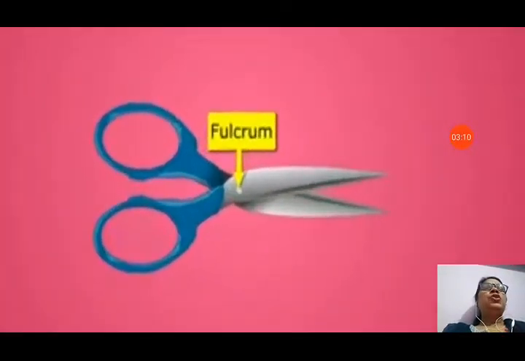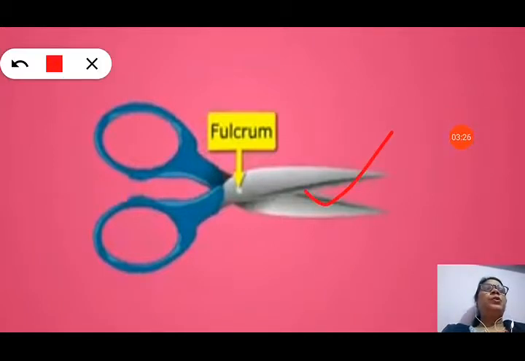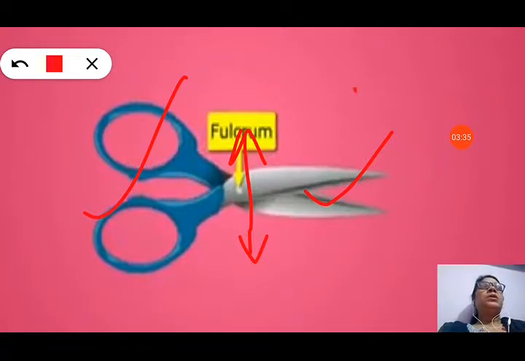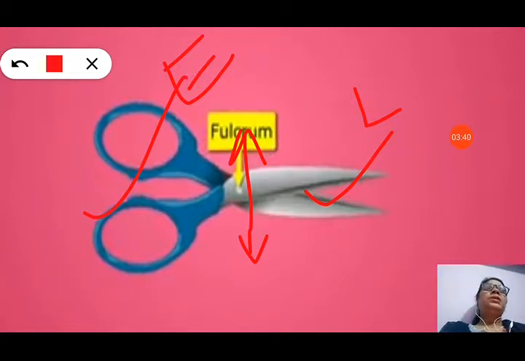Scissors. In scissors also you can see, from one side we are cutting the paper or any object, and from one side we are holding, that is effort. The cutting of the paper or the things we are keeping here, this position is the load, here is the effort, and in the middle the scissor is moving from the middle. So fulcrum is in the middle, this is load, and this is effort. So we can see this scissor is also a first class lever.